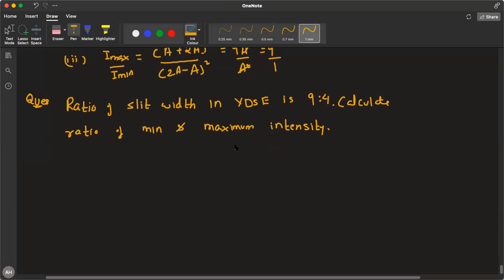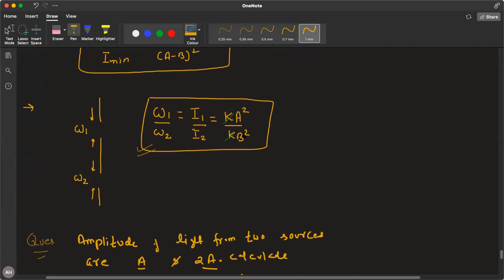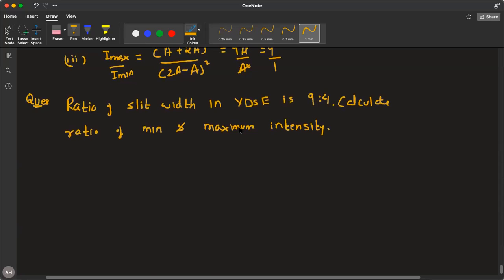The ratio of slit width is given. I need the ratio of minimum and maximum intensity. Do it. I'm repeating again, W1 by W2 is given. That means I1 by I2 is given. A by B is given. Is it A by B or A square by B square? A square by B square. So if you have A square by B square, take roots on both the sides.